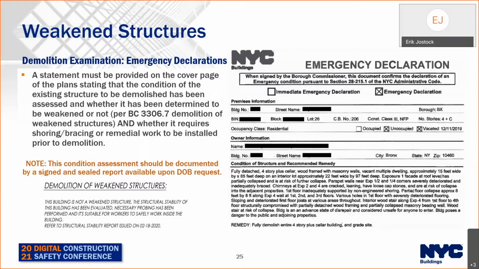Weakened structures. A statement must be provided on the cover page of the plan stating that the condition of the existing structure to be demolished has been assessed and whether it has been determined to be weakened or not, per 3306.7, demolition of weakened structures, and it needs to be indicated whether shoring or bracing is required, or remedial work done, prior to demolition. So these are typical statements that you might see on a building where there's known damage, and shoring or bracing has to be installed to make it safe to demolish the building without an uncontrolled collapse.